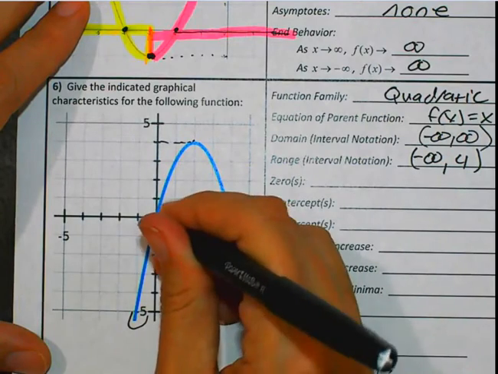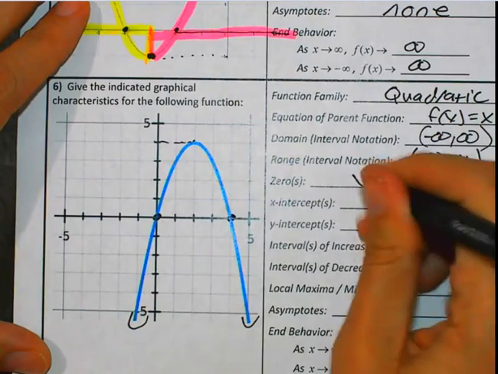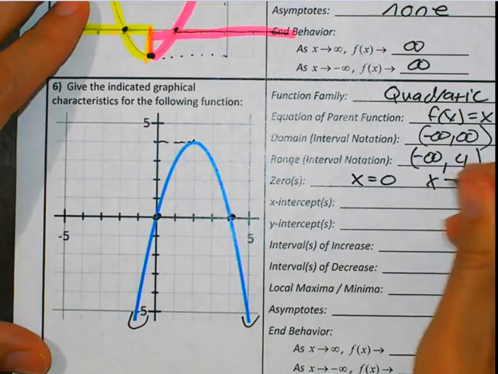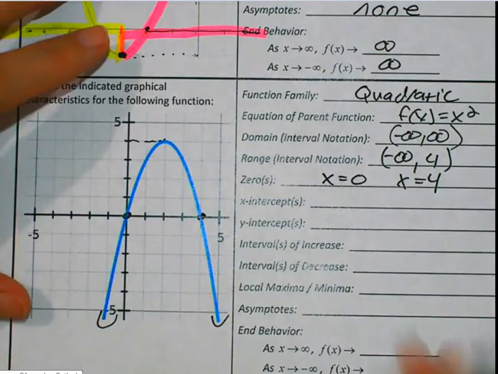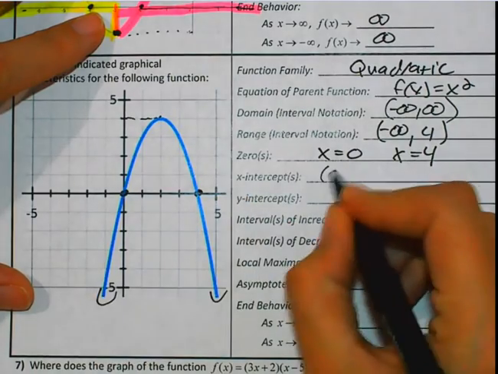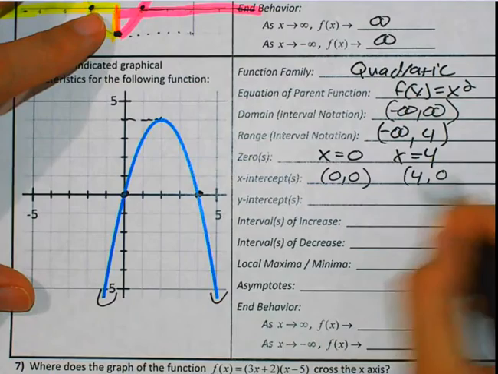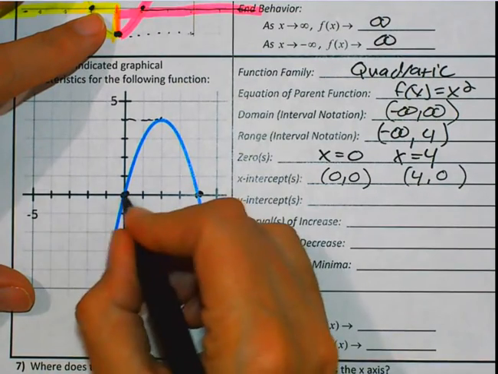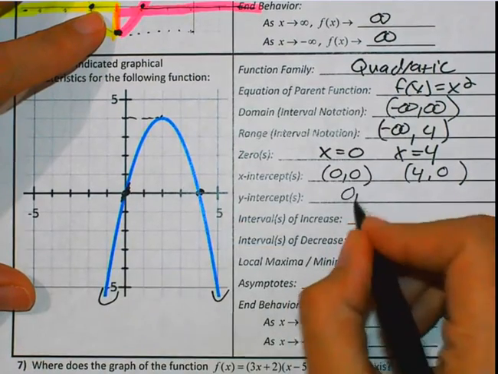The zeros, so I have a 0 right here, and a 0 right here. So x equals 0, x equals 4. Okay, x-intercepts are just listed as ordered pairs. So we have 0, 0, and then 4, 0. The y-intercept, so the y-intercept goes through the y-axis right here, so it is at 0, 0.